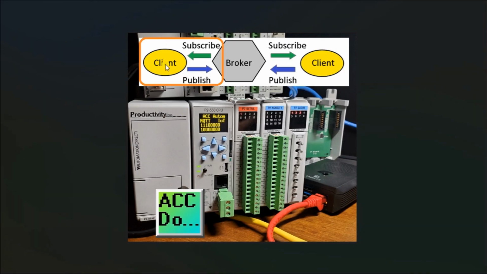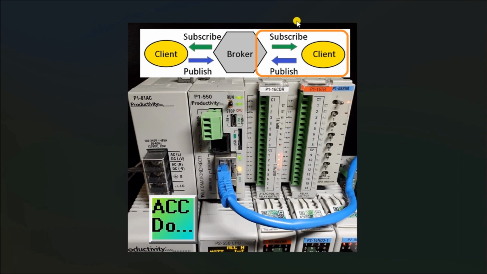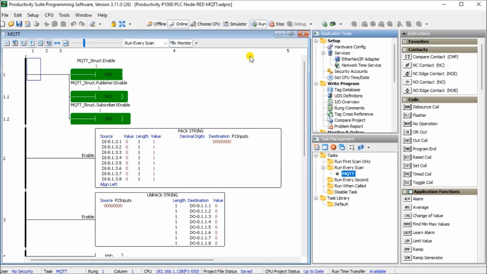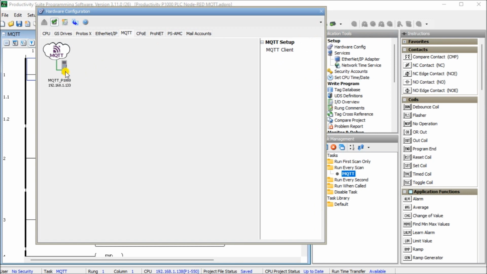So that was our client on our Productivity 2000. And next we'll have our client on our Productivity 1000 controller. And here we are again. We are connected to this unit. And then once again, what we'll do is go into our hardware configuration. We'll go into the MQTT.